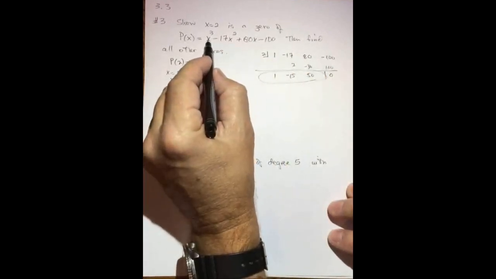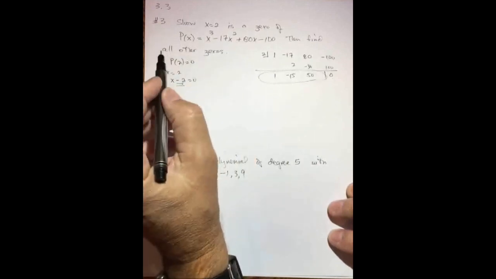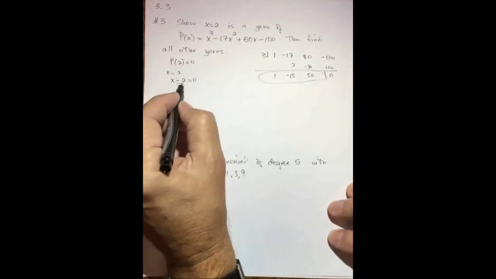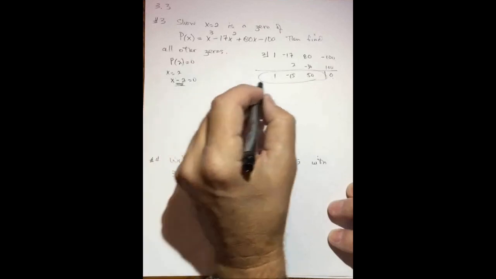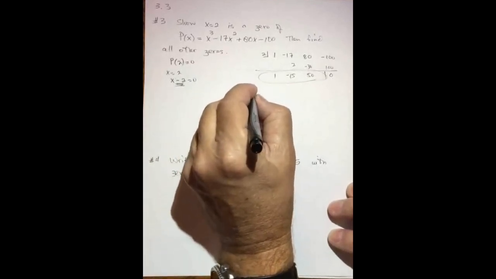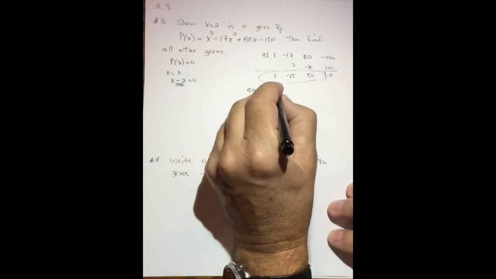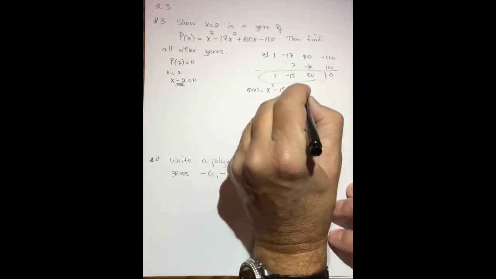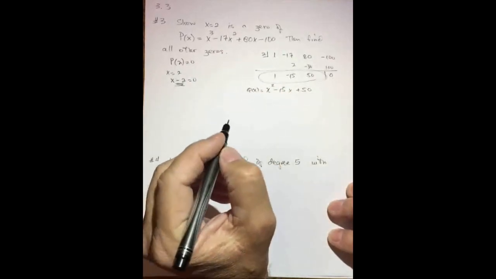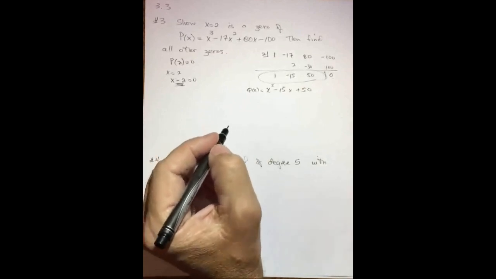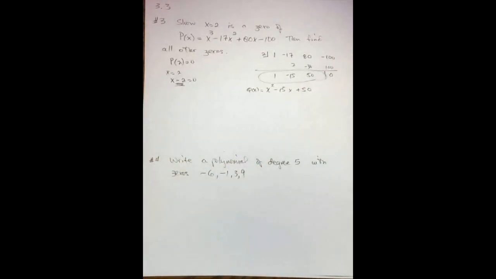The original problem was degree 3. We divided by this factor, so this quotient has to be degree 2. Let's call it Q of x. Q of x has to be x squared minus 15x plus 50. Now, does that factor in any way?